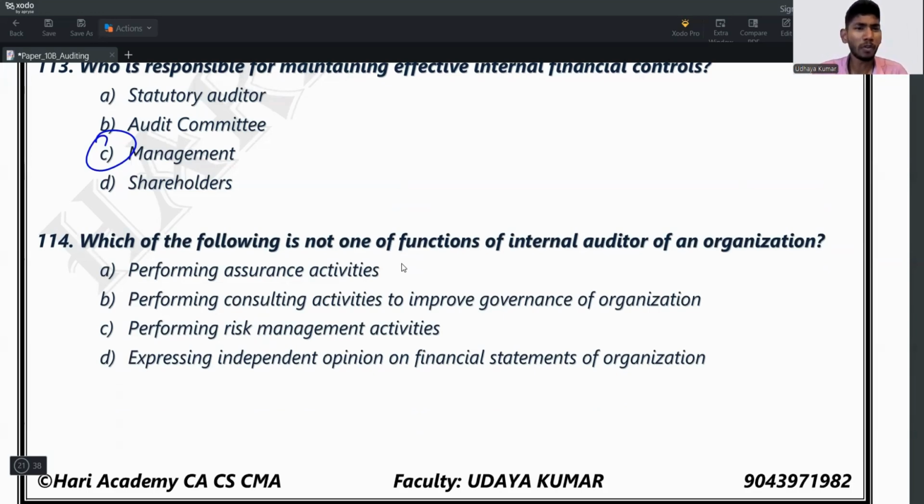So I think performing assurance activities is a function of an internal auditor. Then performing consulting activities to improve governance of the organization is also a function of an internal auditor. Performing risk management activities is also a function of an internal auditor. But what is not a function is expressing an independent opinion on the financial statements of the organization. That is made under what? Statutory audit. So it is not a function. So option D is the right answer. So moving to question number 115.